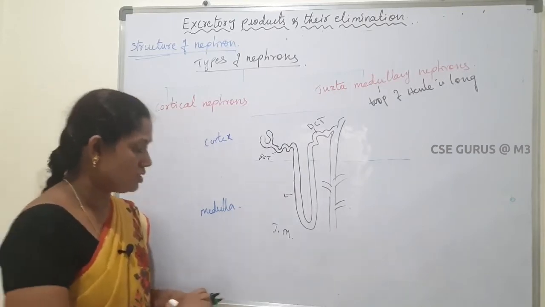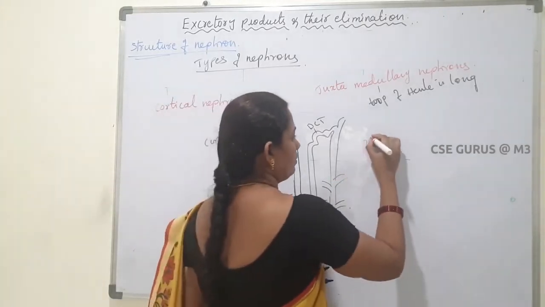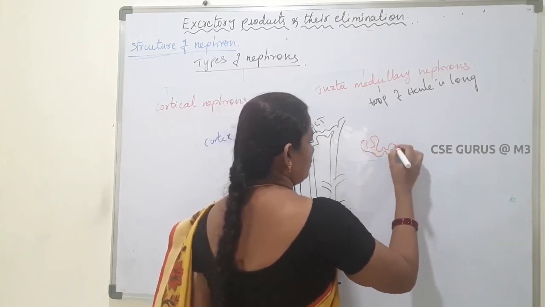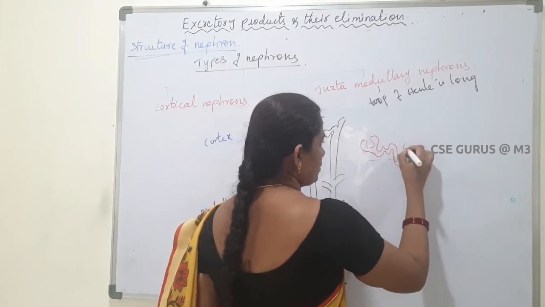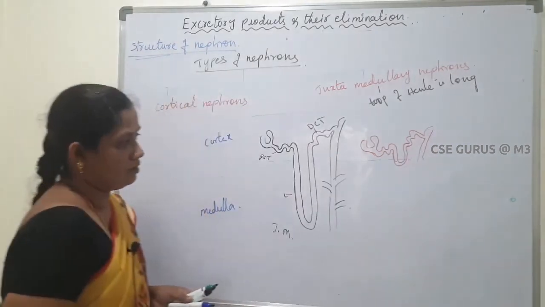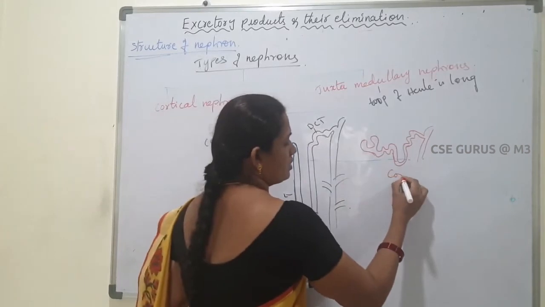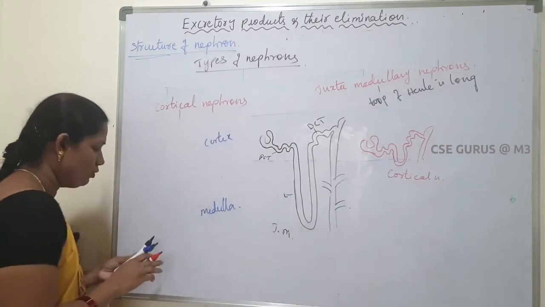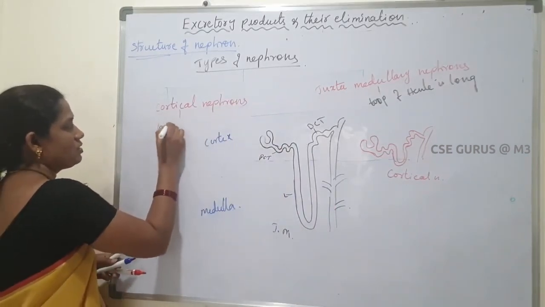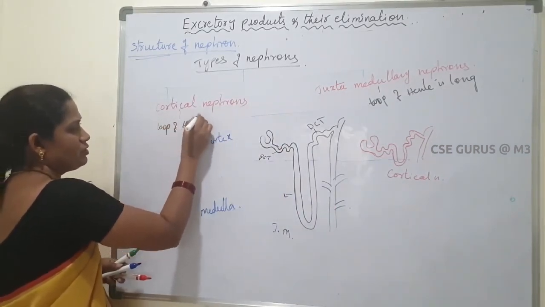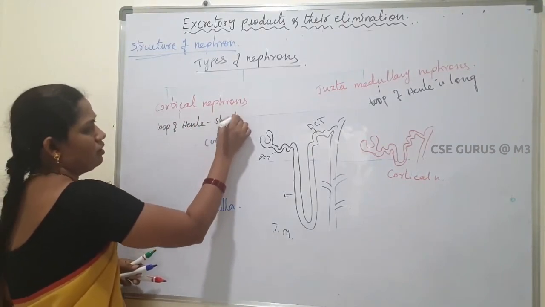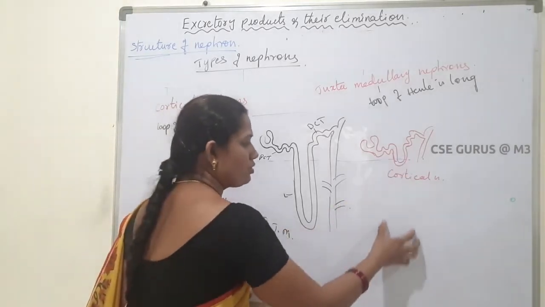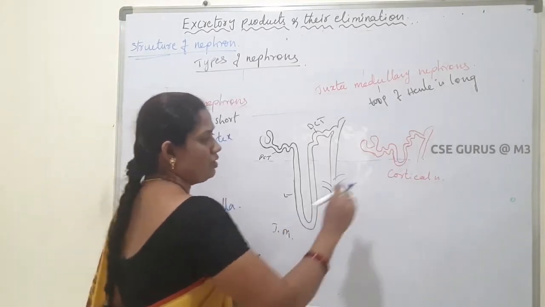Cortical nephrons means here the Bowman's capsule, next proximal convoluted tubule, and here the Henle loop is very short. Like this, these are cortical nephrons, where the loop of Henle is very short. The loop of Henle is not extended into the medullary region, so it is too short.